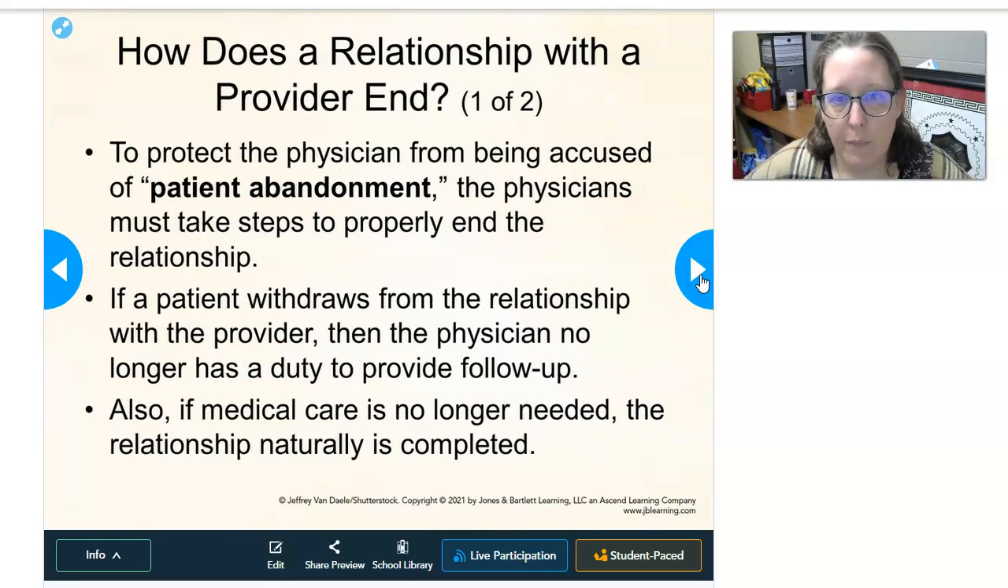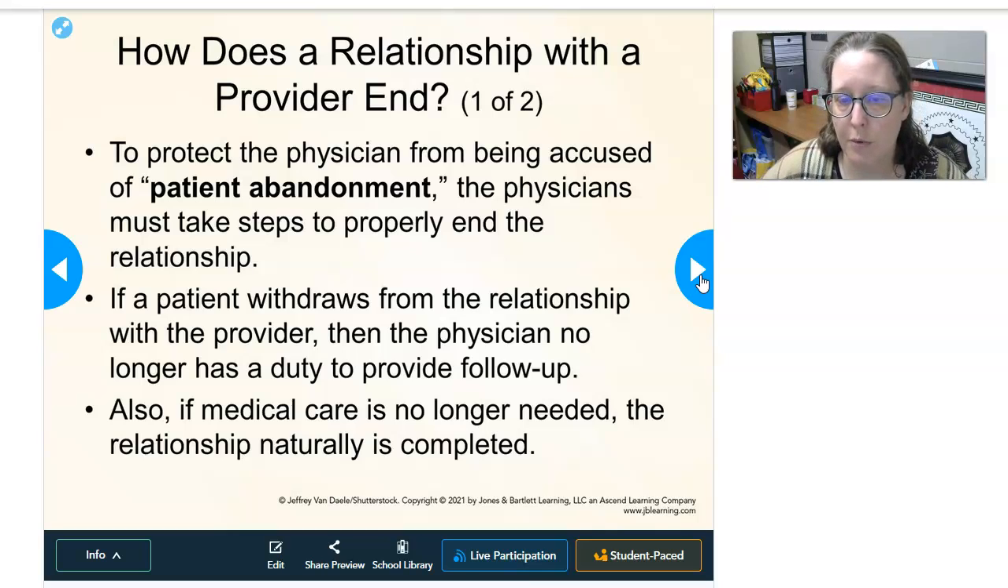All right, how does a relationship with a provider end? So to protect a physician from being accused of patient abandonment, physicians have to take steps to properly end a relationship. So yes, a physician can end a relationship with you for various reasons. And sometimes it might be referred to like, oh, the physician has fired you as a patient. Because they could do that if you're completely non-compliant, you won't do anything they say and all that. But if the patient withdraws from the relationship with the provider, then the physician no longer has a duty to provide follow-up.